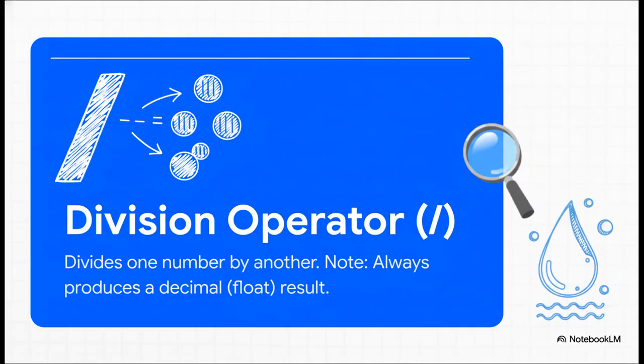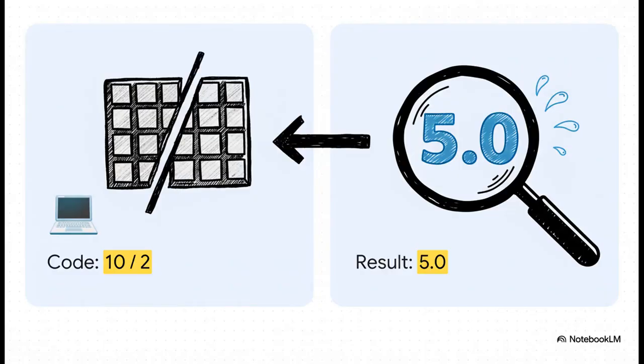And our last of the big 4 is division, which is just a forward slash. Now here's a really key detail you gotta remember about Python. This operator always gives you a result with a decimal point. In the programming world, we call that a float. So check this out. Even though 10 divides perfectly by 2, Python gives us 5.0, not just 5. That little .0 is important. It shows that Python is trying to be as precise as possible. And that idea leads us perfectly into our next set of tools.